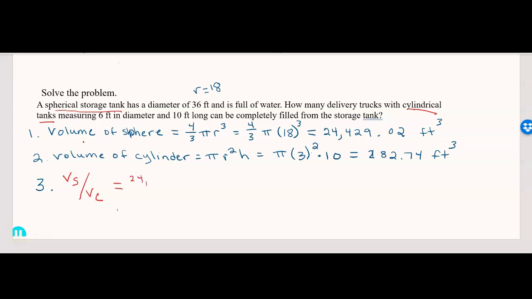All right, so that means, let me just write out what we have. You're going to divide that. Now what happens is you get something like 86.4, but we're talking about trucks. So we want to round up to the nearest whole truck. In this case, that means we would need 87 trucks to empty out that spherical storage tank. All right, that ends our unit for volume and area.